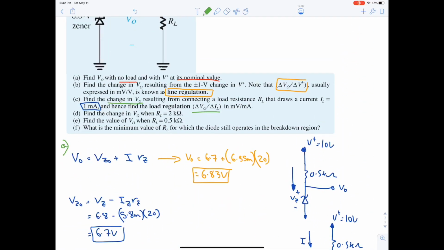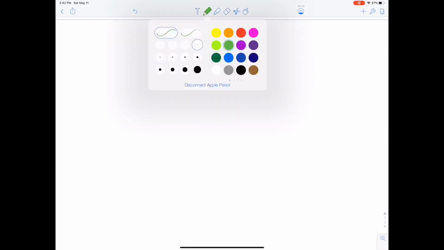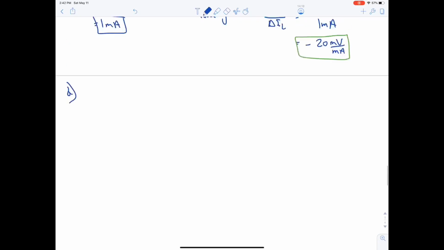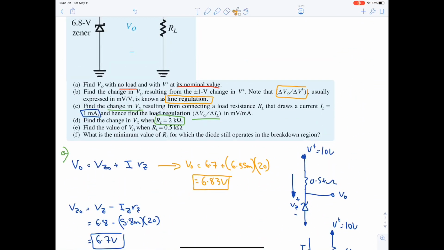Part D says find the change in V naught when RL is 2 kilo ohm. Now RL is 2 kilo ohm. We need to compute again delta V naught. So we need to find the change in V naught. Let's try to copy this. We need to find the change in V naught when RL is 2 kilo ohm.